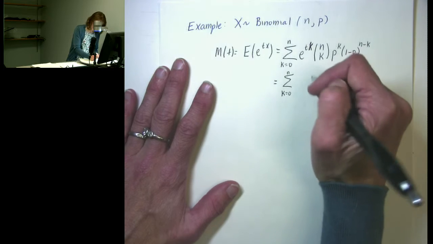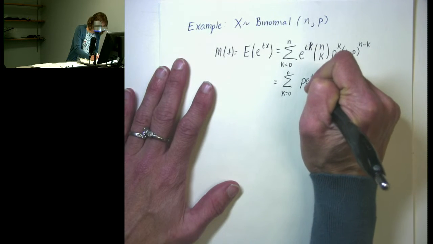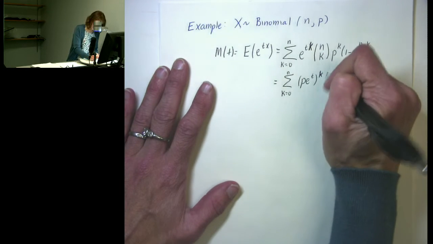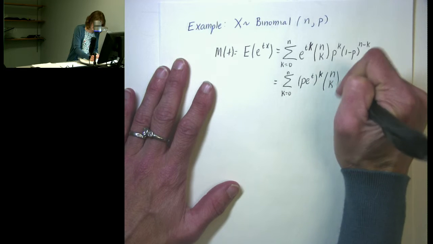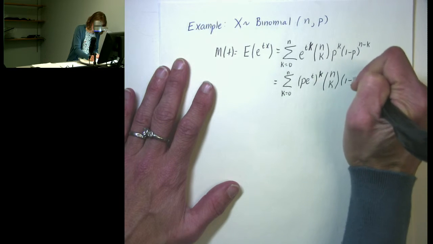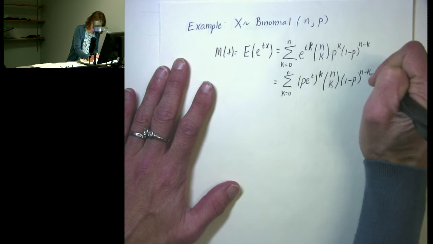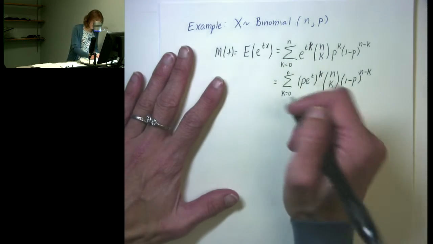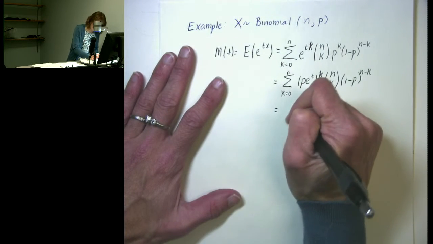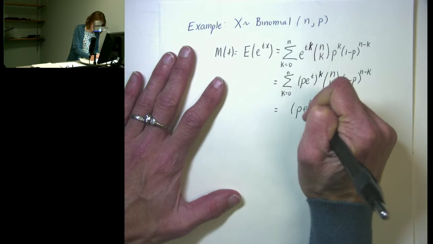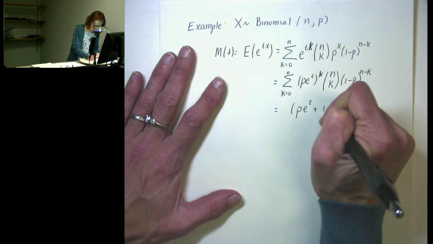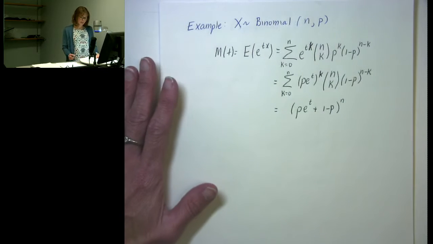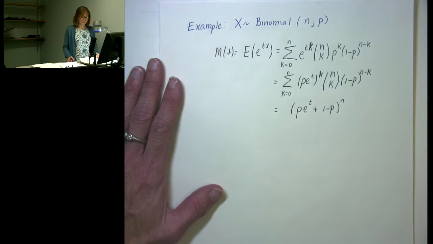Okay, so now I have p e to the t to the kth power times n choose k times 1 minus p to the n minus k power. And we can use the binomial theorem to find that this is equal to p times e to the t power plus 1 minus p to the nth power. So there's our moment generating function for a binomial distribution.